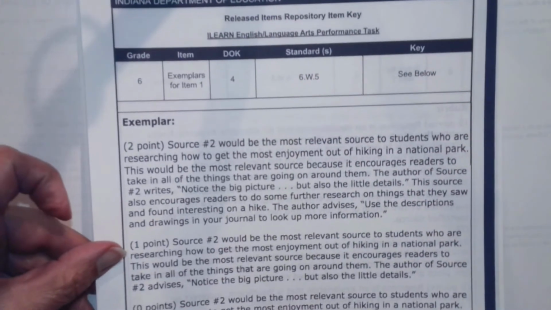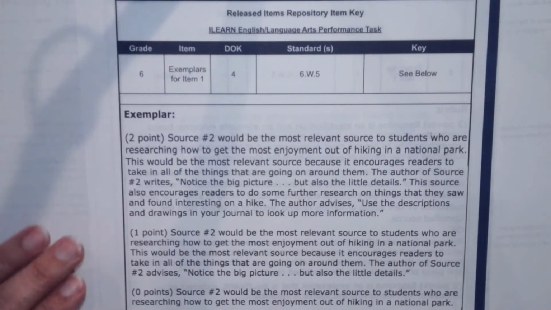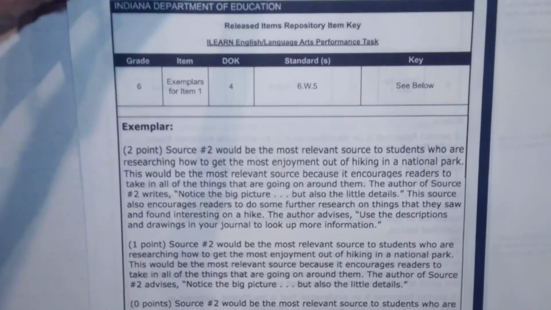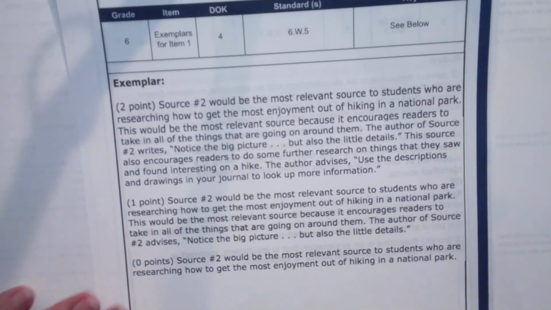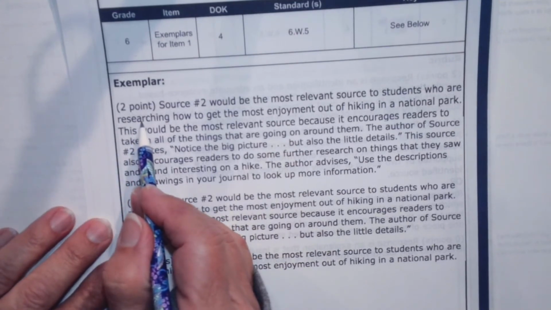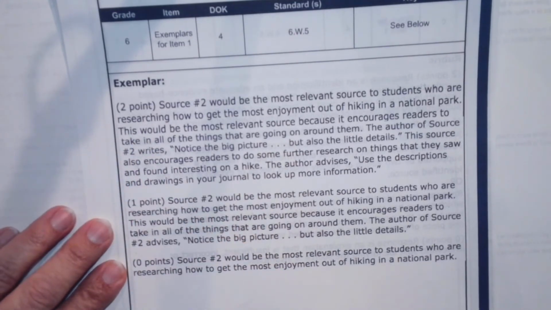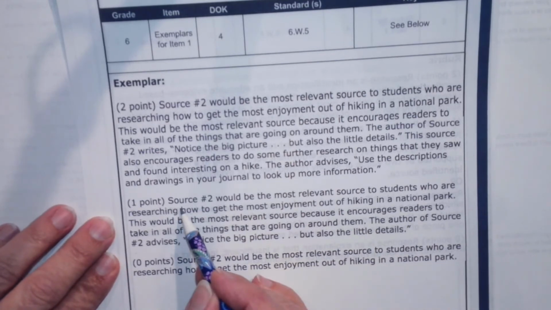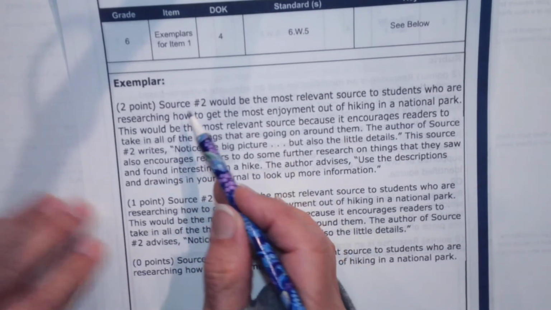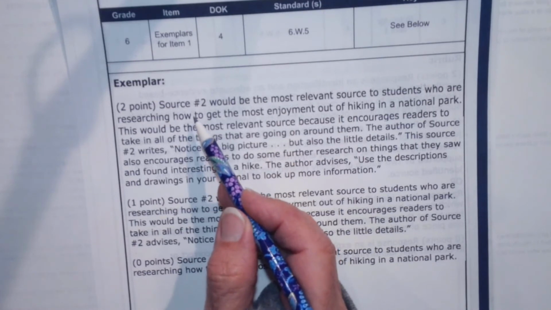In looking at the responses, we're given 2 different kinds. We're shown what a 2-point looks like, which is the highest that a student can receive, and then also a 1. So the student that wrote this received all points.